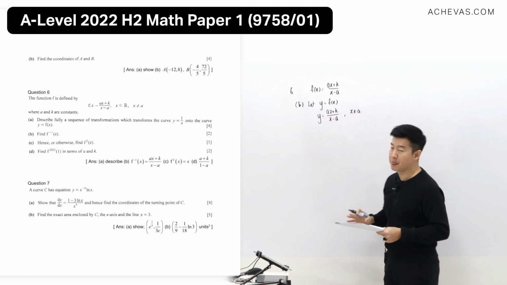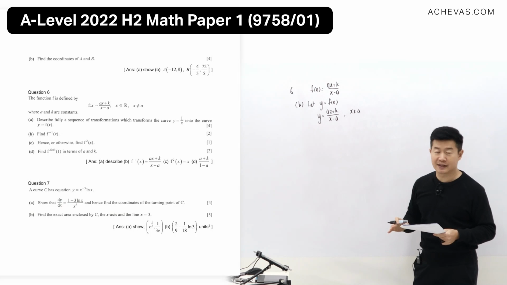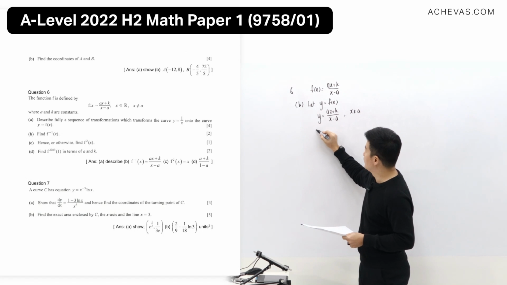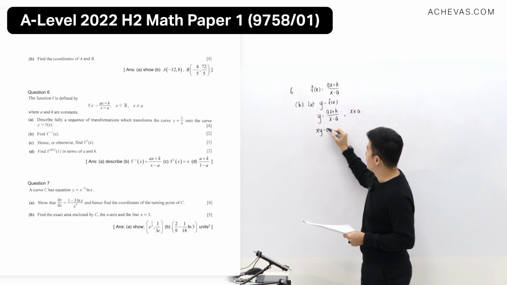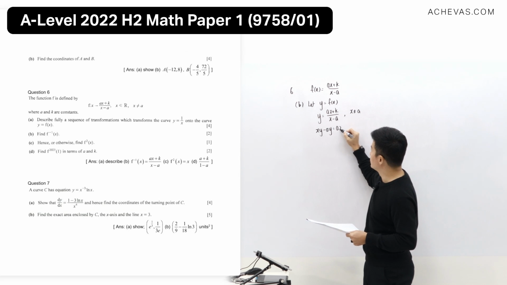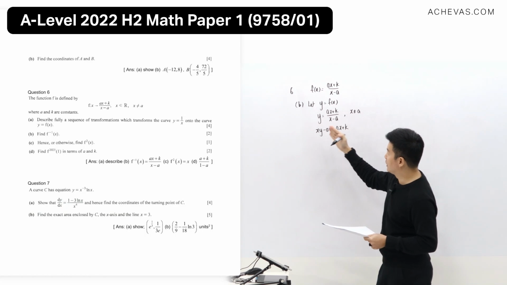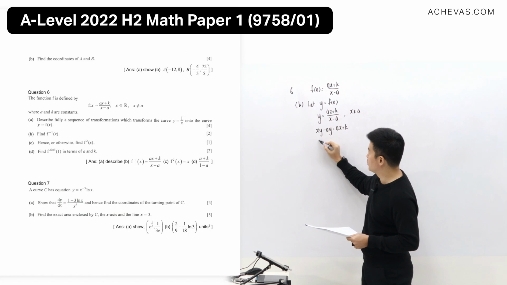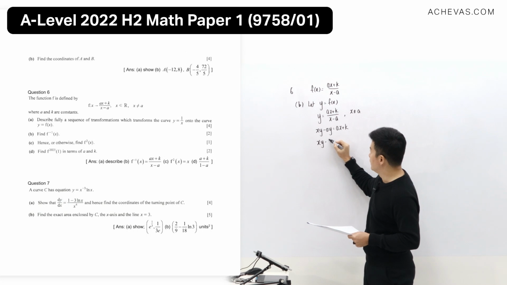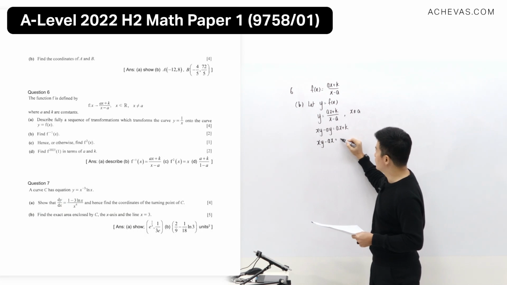Let's try to manipulate this and make x the subject. Cross multiplying, we have xy minus ay is equal to ax plus k. And I'm going to move all the x over to one side. So I'm going to leave this here. Then minus ax is equal to this.